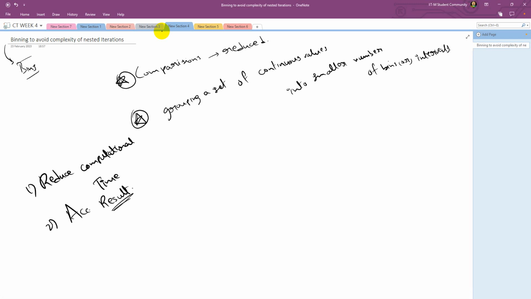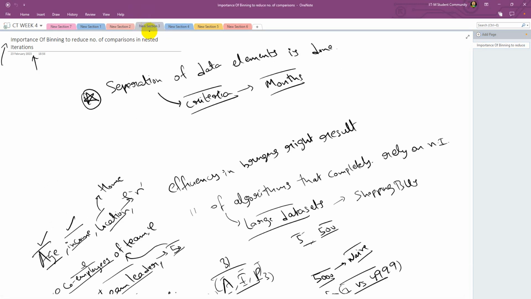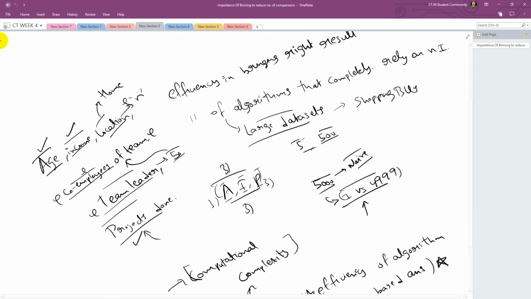We will get the accurate result. And the third thing is it will help the user with data cleaning. What is this data cleaning? As I've said, here, data cleaning means age, income, location, co-employees of team leader, projects.